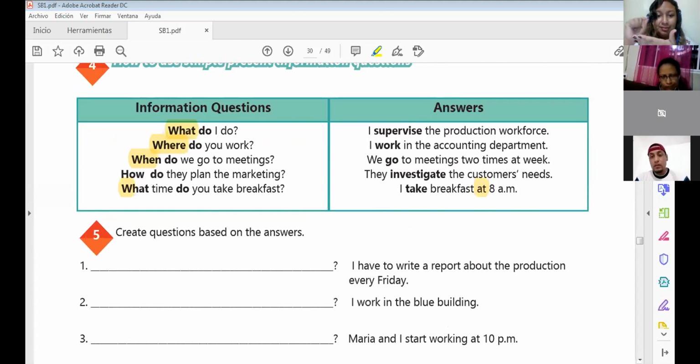When do you make reports? Or when do you write reports, right? We can say make or write. Very good. And then the person in the answer says, I have to write a report about the production every Friday. Oh, good.